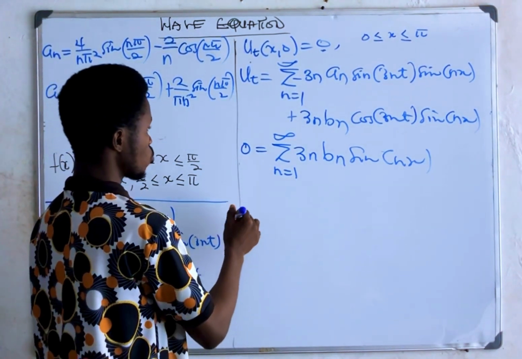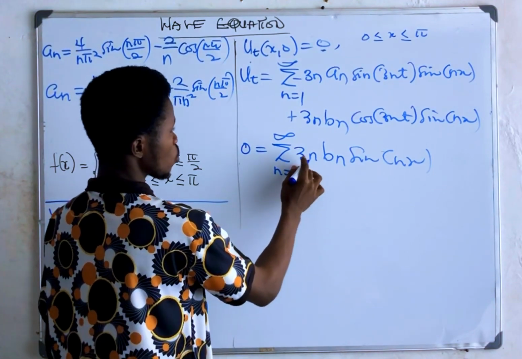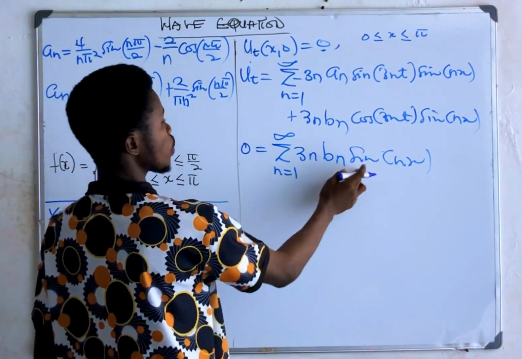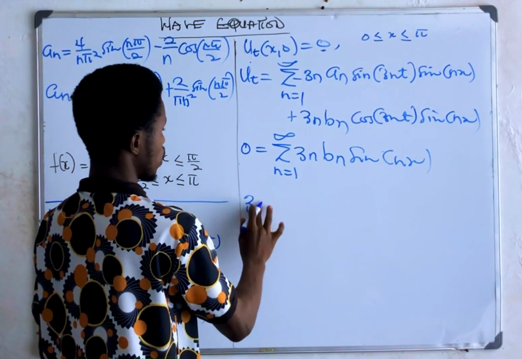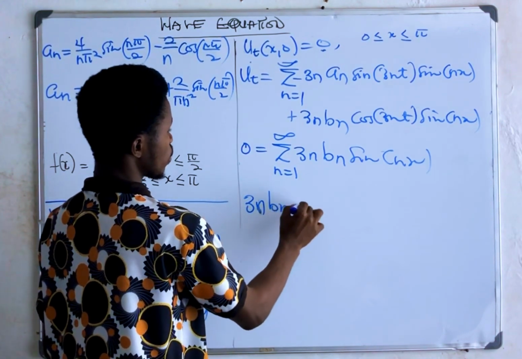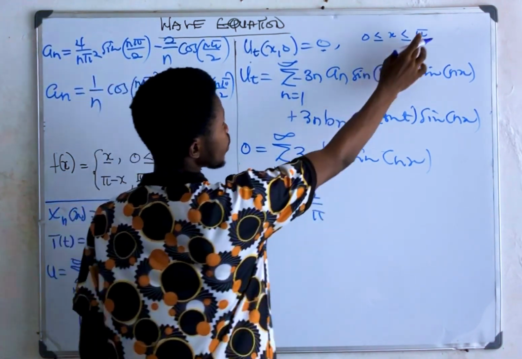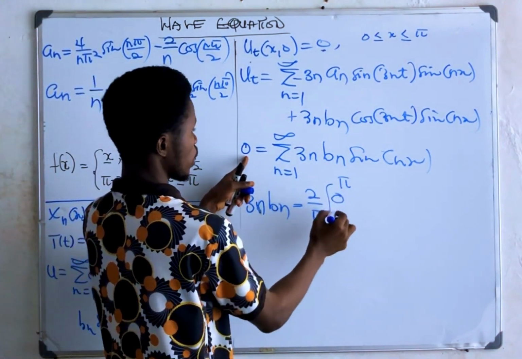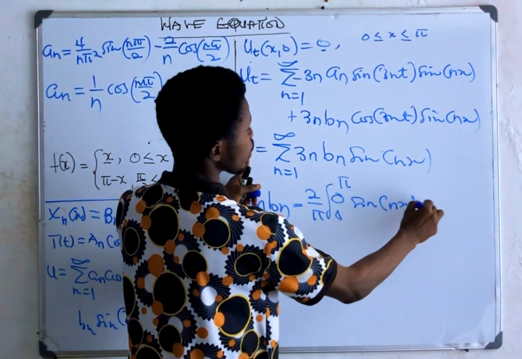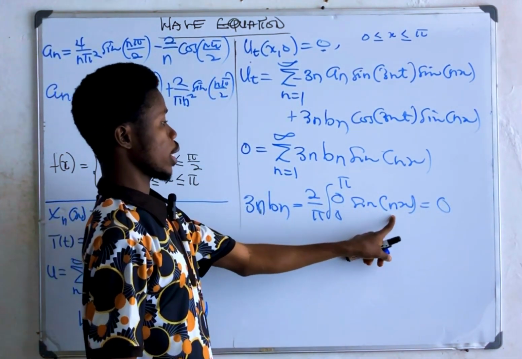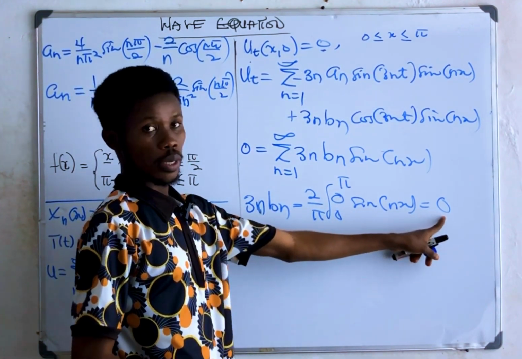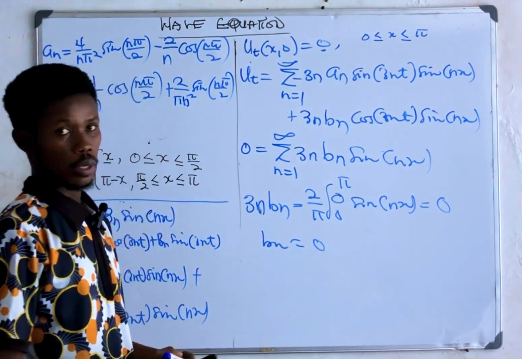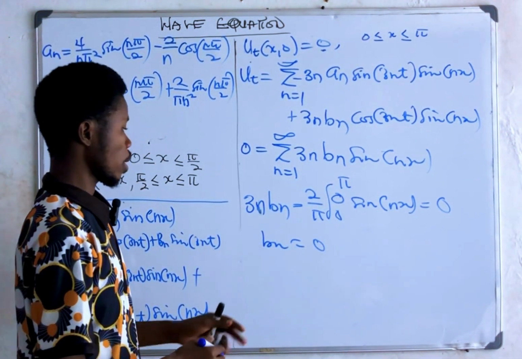So in case I want to, this is Fourier sine. Normally you see we take bn equals, but now it's 3n bn. So we take the coefficient of the sine nx. So 3n bn is equal to 2 over pi, because the limit given to us was 0 to pi. Now f of x is 0 here, then sine nx, and this will give you 0. If you integrate 0 times sine nx, it will be 0. Then if you integrate 0, you get 0. So everything is 0. It means that our bn is equal to 0. I hope you understand that. Our bn is equal to 0.